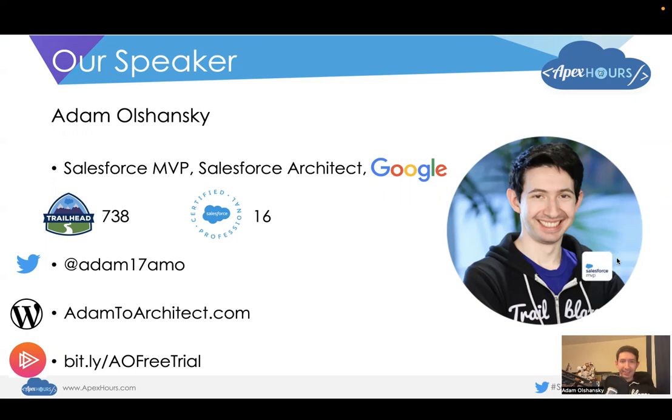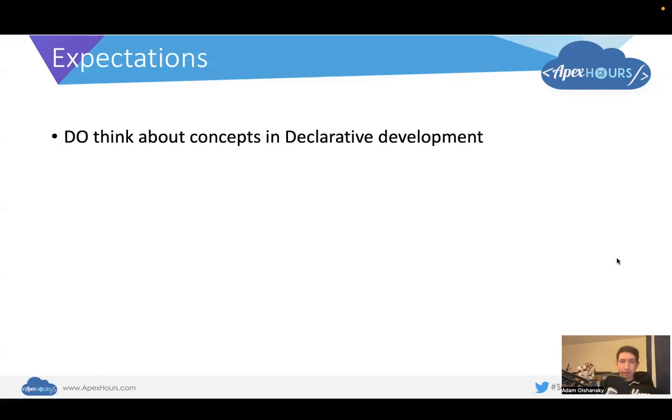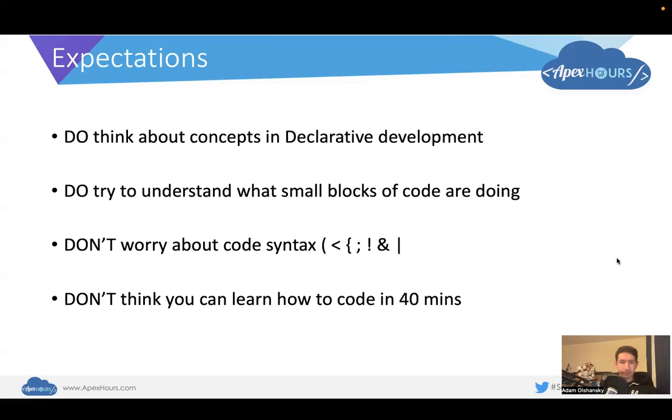All right, I'm very excited to be back here at Apex Hours and talking about demystifying code for admins. So my expectations for the talk today: I want you, as an admin, to think about concepts that you already use and know how to do in declarative development. I'm going to show you some small blocks of code, and I want you to try to understand what the small blocks of code are doing, even if you don't necessarily understand every little punctuation mark, right? Don't worry as much about the code syntax, but try to understand what the code itself is doing. I will try to walk through some of the syntax as we go along, though.